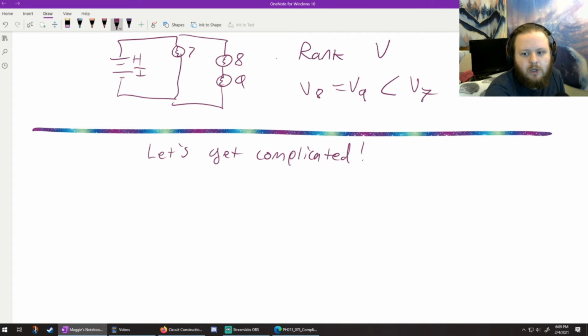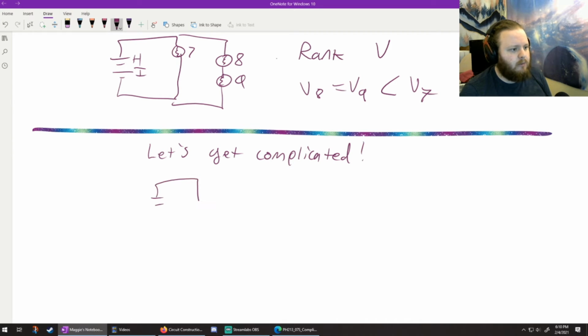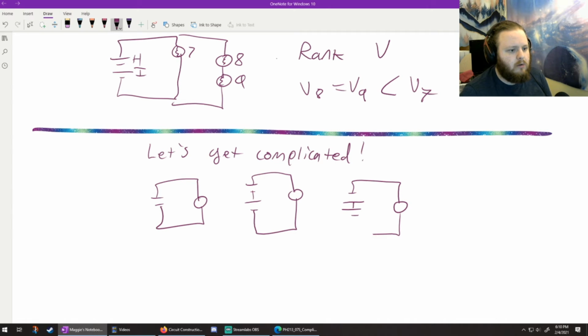So, new circuits. We're going to do circuit 2 and 3 and whatever I want. So, I'm going to grab these two. So, let's compare the brightness here between that circuit, this circuit, and this circuit. So let's just say that this is light bulb 2, light bulb 3, and light bulb 4. And all of the batteries in here are the same voltage source. So they all have identical batteries, identical light bulbs.